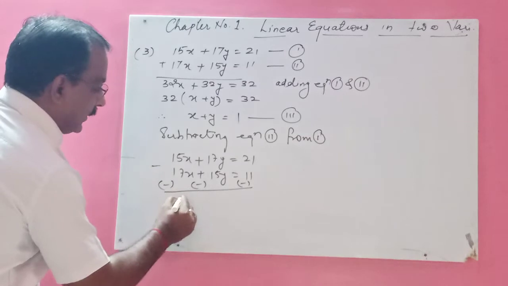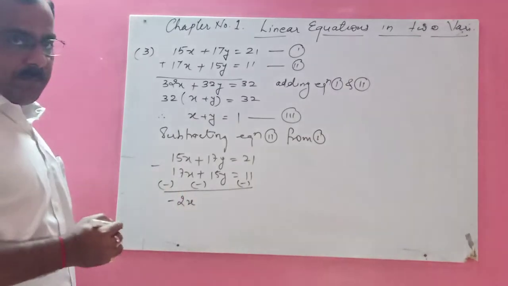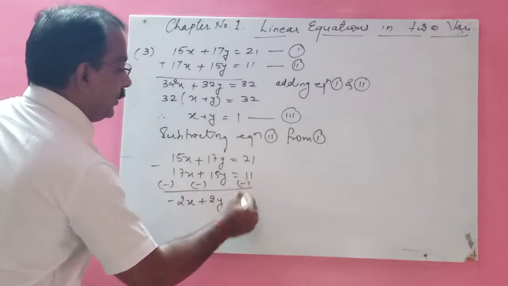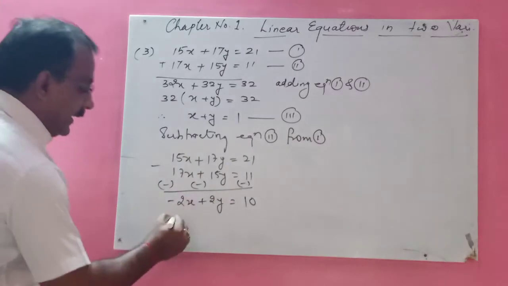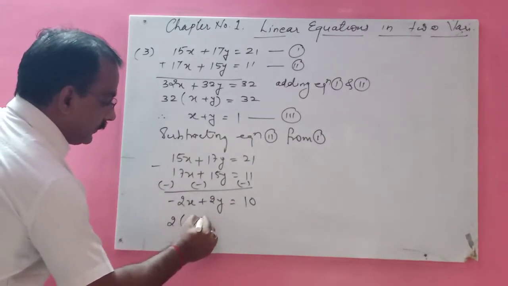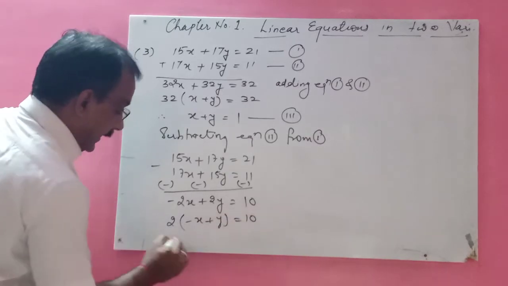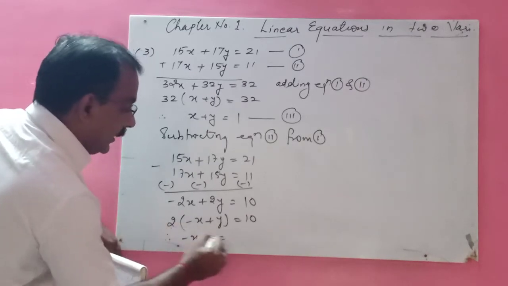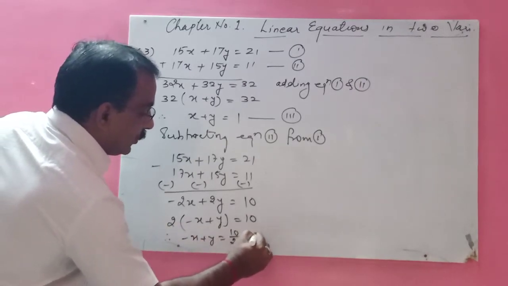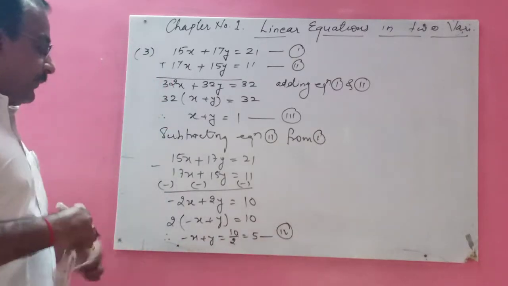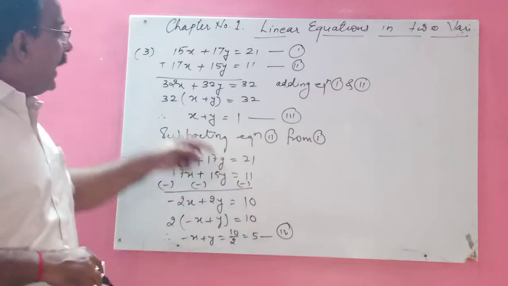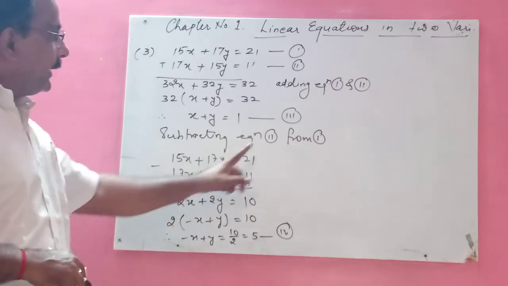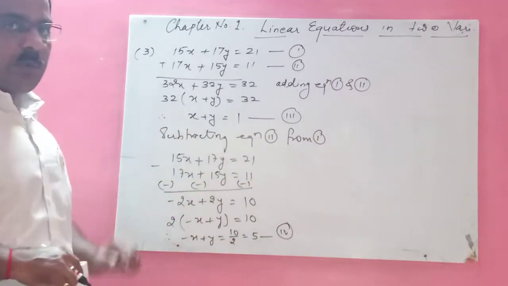15 minus 17, you will get minus 2x, but sign of bigger number. Similarly, 17 minus 15, you will get 2y, and it is equal to 21 minus 11, 10. Among these, children, you can see that 2 is a common. So minus x plus y equal to 10 upon 2, which is equal to 5. And this will become equation number 4. So after adding, you got third equation here, and subtracting, you got equation number 4.